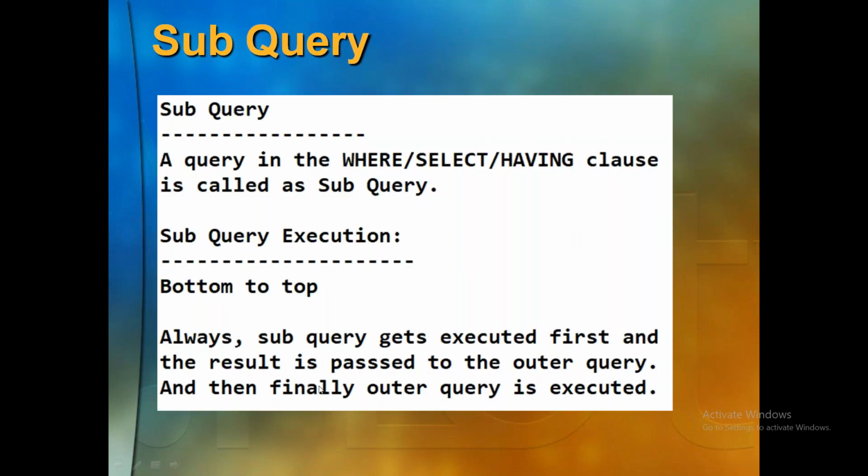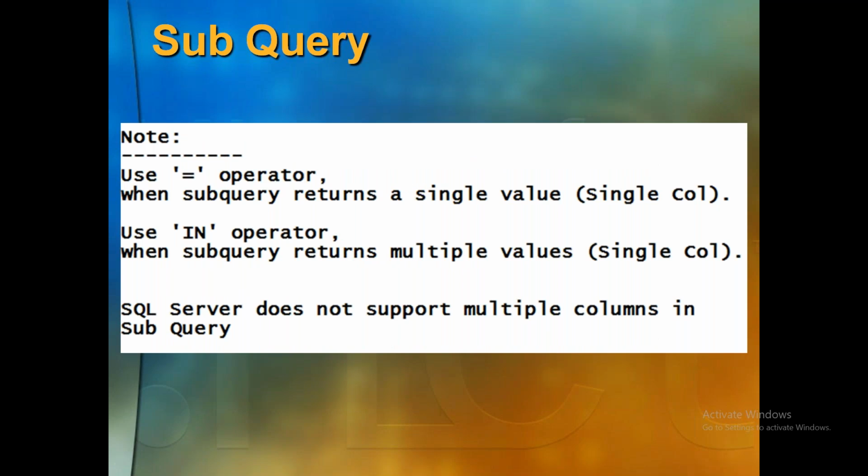will get executed. A query in the where clause or a select clause or a having clause is called a subquery, and subquery execution is from bottom to top. Always the subquery gets executed and the result set is passed to the outer query, and then finally the outer query is executed. Clear? Now use the equals operator when the subquery returns a single value. Use the in operator when the subquery returns multiple values but a single column. SQL Server does not support multiple columns in the subquery.